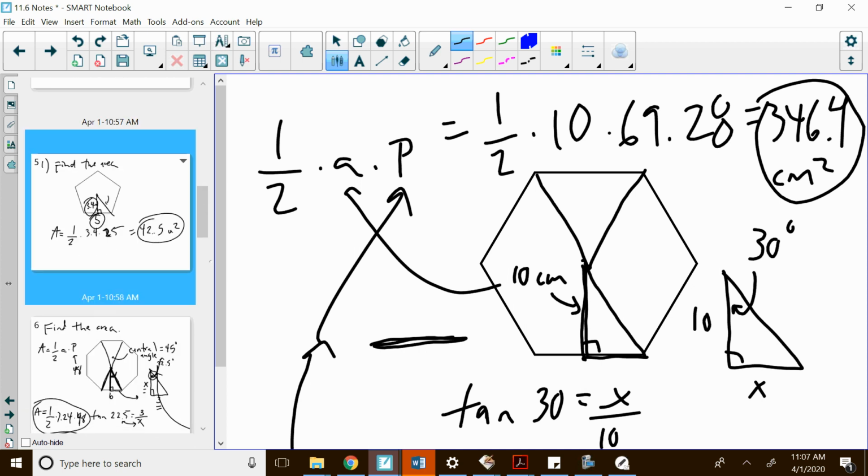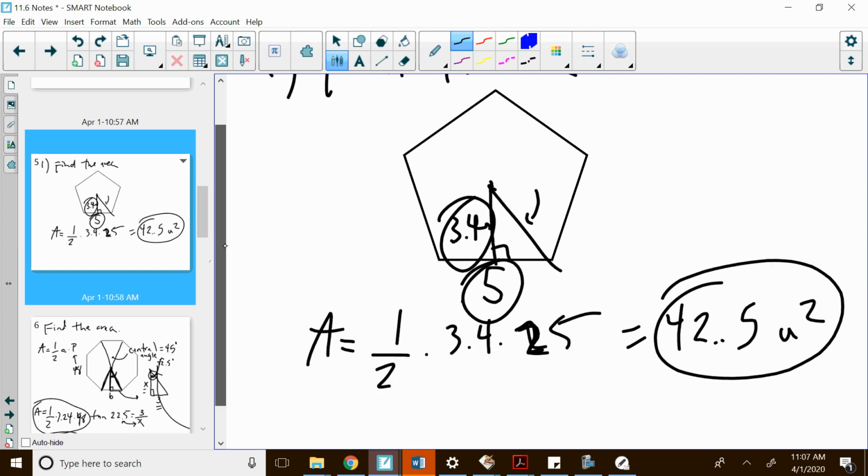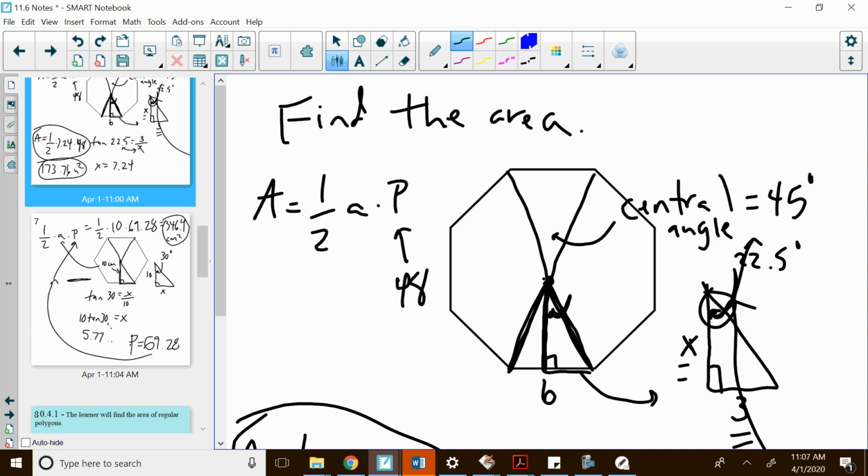Okay, so some problems today are going to be easy. I'm going to straight up give you a side and the apothem. Bingo, plug the perimeter in, plug the apothem in, and go. Some are going to be more difficult. You're only going to be given one thing, and you're going to have to use trig and a triangle to get to what else you need.